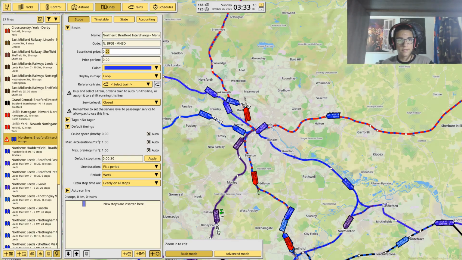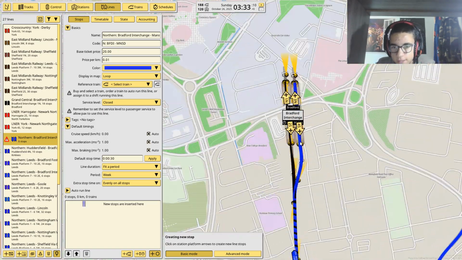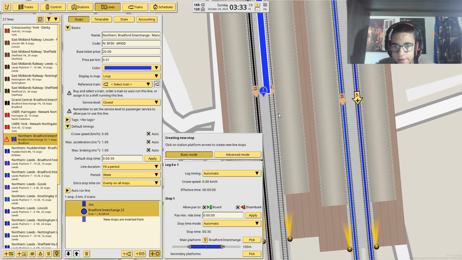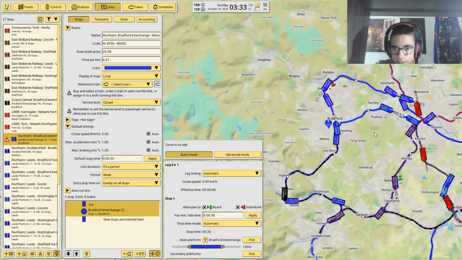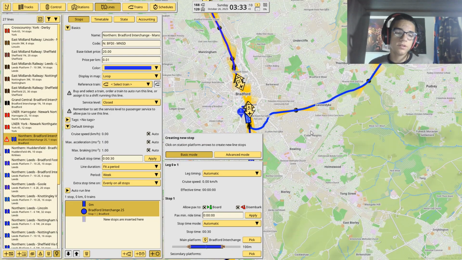And then we're going to set the, again, 20 quid. We just need to think this through a little bit. So, right, we're going to go from Bradford Interchange Station. We're going to use these platforms here. Or should we use that platform? Because it's not going to Leeds, it's more of a semi-fast. So I think we're going to do it like that.